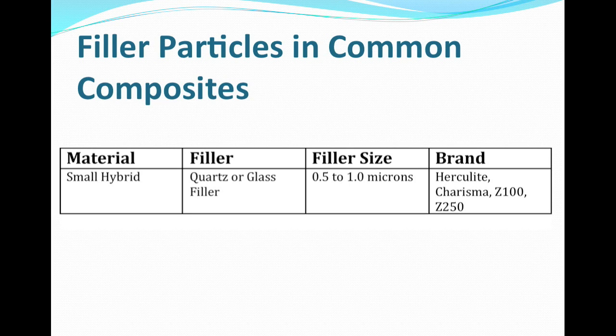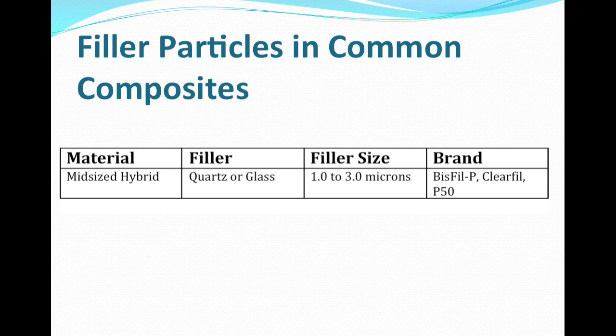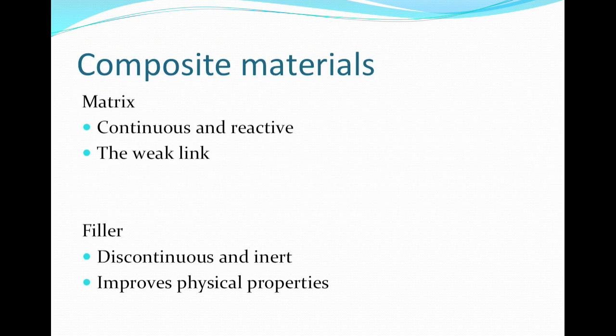Next thing here is Herculite and Charisma and Z100, Z250. So actually, Herculite and Charisma we have in the teaching practice, and you can use them basically. So they have quartz or glass filler, and they are small hybrids because the particles vary in size actually from 0.5 to 1 micron. Next one here is Bis-Fill and Clear-Fill and P50. We don't really have that in the teaching practice, but they are mid-size hybrids. They vary from 1 micron to 3, and they have quartz or glass filler.